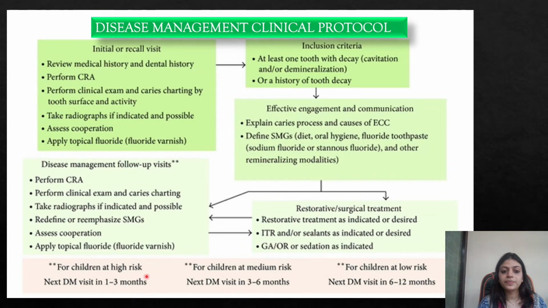So for children at high risk, this is the follow-up, how we decide the next visit. Next disease management visit: children in the high risk category should be followed up every 1 to 3 months. For children at medium risk, 3 to 6 months, and for children at low risk, 6 to 12 months.